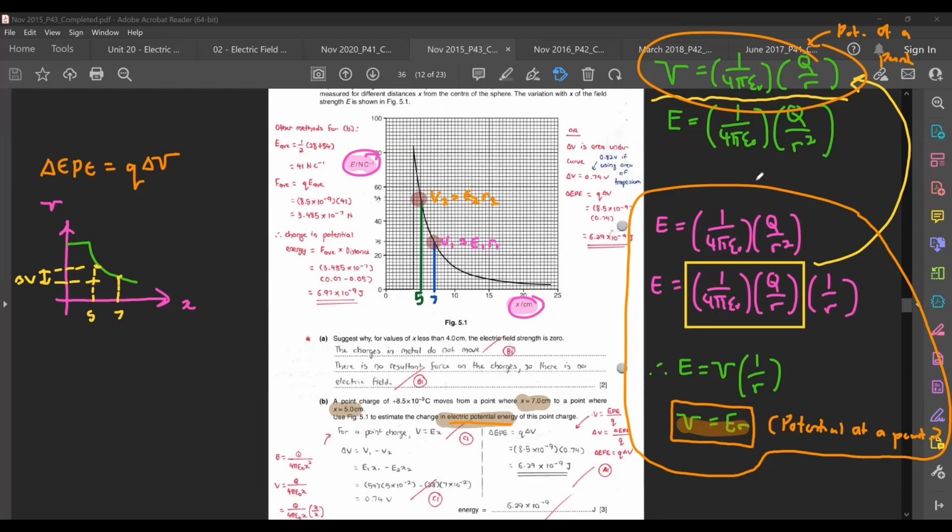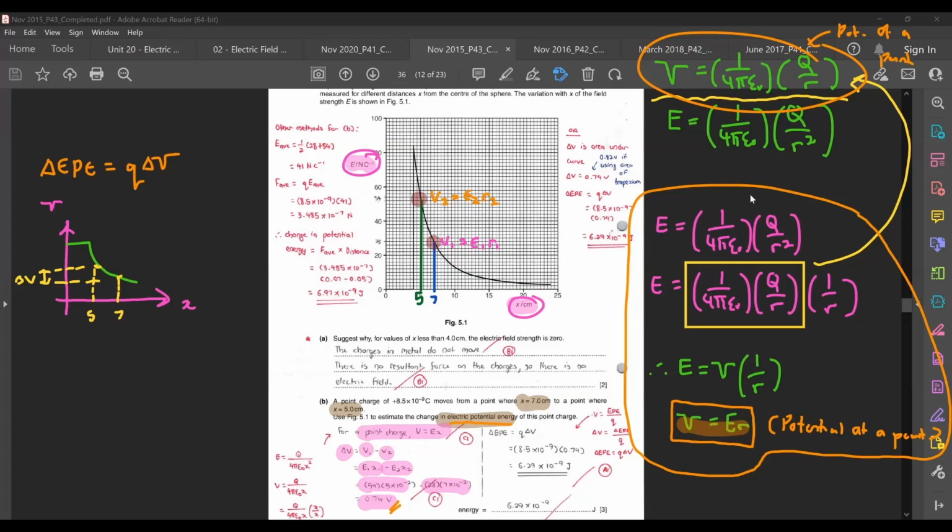So you now look at your workings. I already say here for point charge, V equals EX. I use V R, E R. They are again interchangeable, up to you whether you want to use X or R. So the change in potential, V1 minus V2, is EX1 minus EX2. Get the values, substitute them in. Eventually, you will get 0.74 volts for the potential difference.